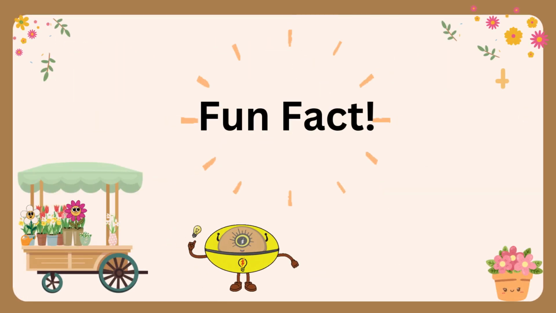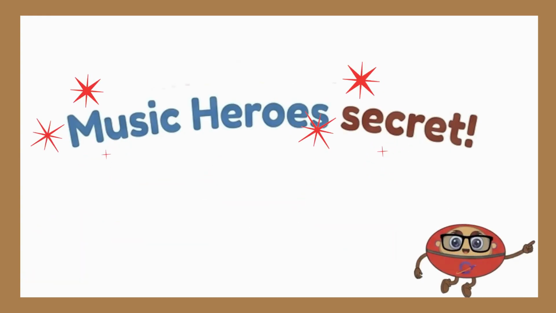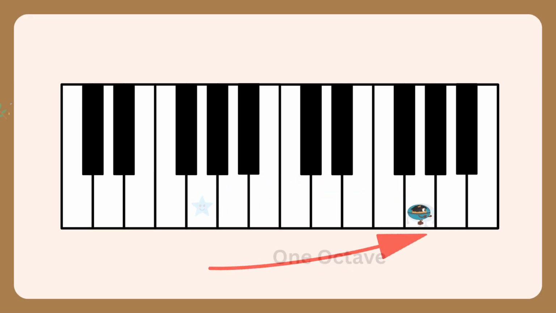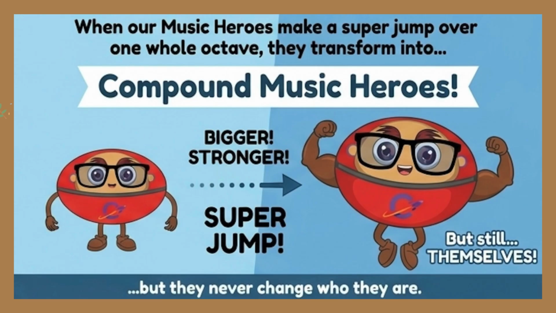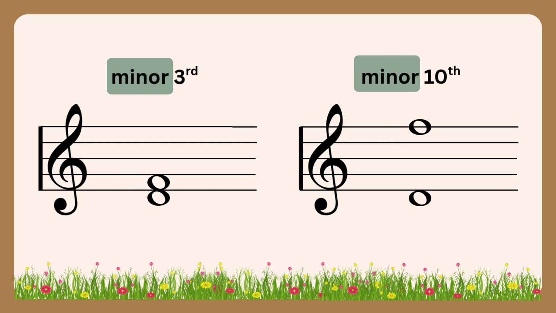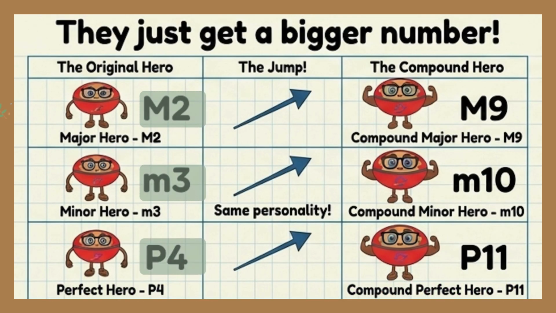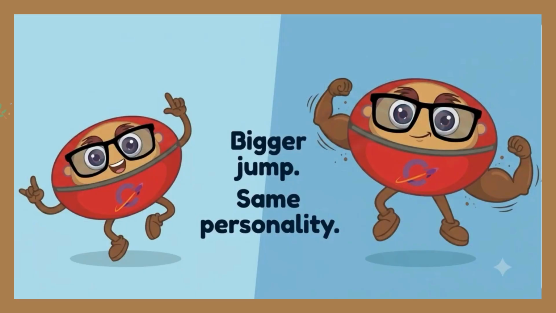Fun fact! Here's a music hero's secret. When our music heroes make a super jump over one whole octave, they transform into compound music heroes. They become bigger and stronger, but they never change who they are. A major hero is still major. A minor hero is still minor. A perfect hero is still perfect. They just get a bigger number. Remember, bigger jump. Same personality.